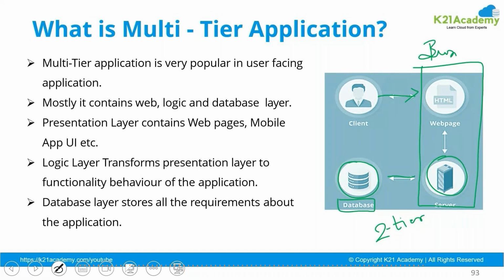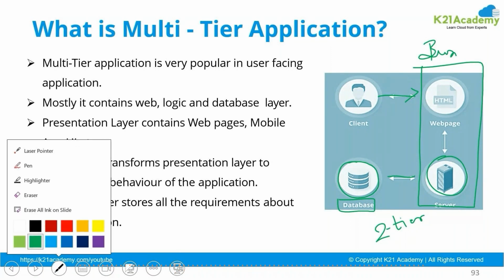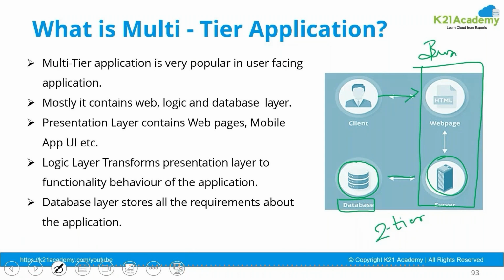Later, this architecture was converted into three-tier models, where you divided it into the web layer, which receives the traffic, the business logic layer, which is known as the app layer, and the DB layer. So it is the web tier, app tier, and DB tier. This is how the three-layer architecture came into the picture.